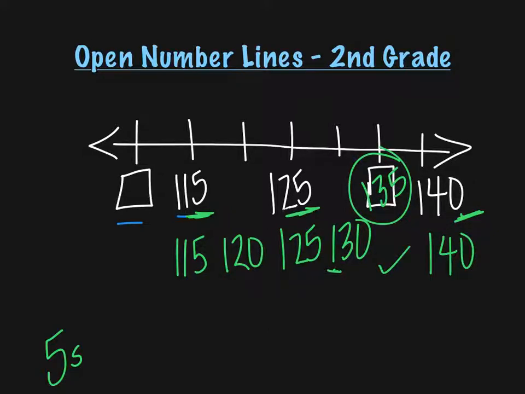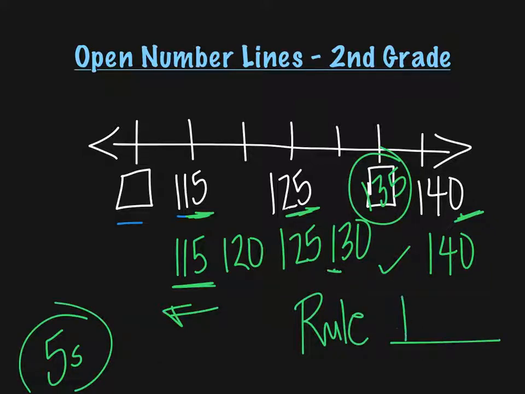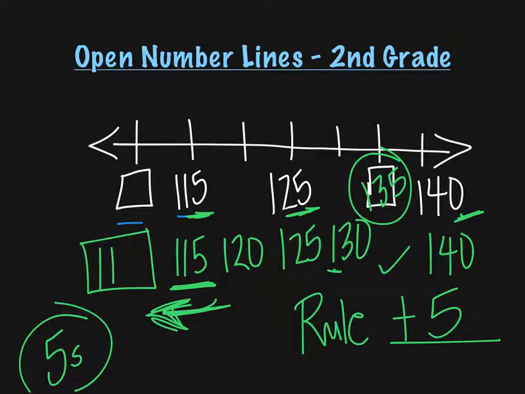So it worked this way. Well, if this is 115 and I have to go backwards, I know my rule is 5, so my rule was plus 5, but I have to go backwards here. So what would this be? Good job, second grade. That is 110.